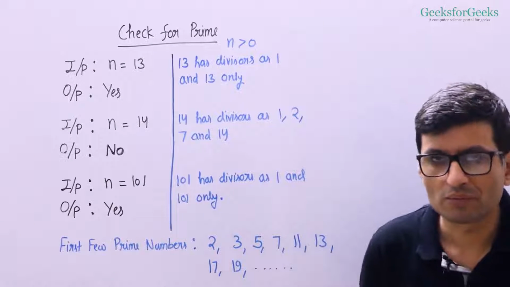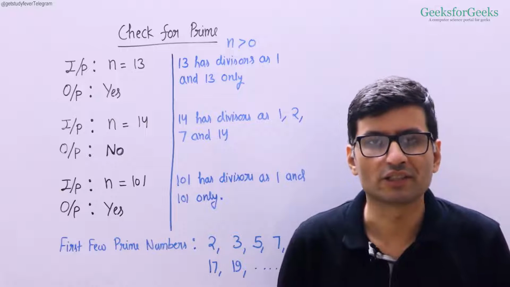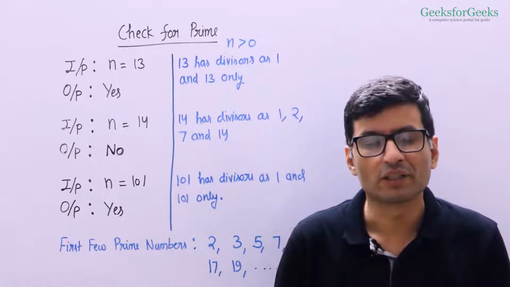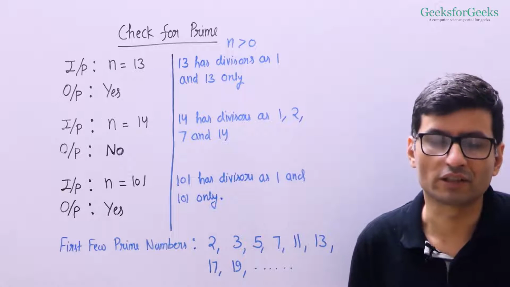Let us see this problem. We are given a number n. Our task is to check if n is a prime number or not. A number is said to be prime if its only divisors are the number itself and 1.